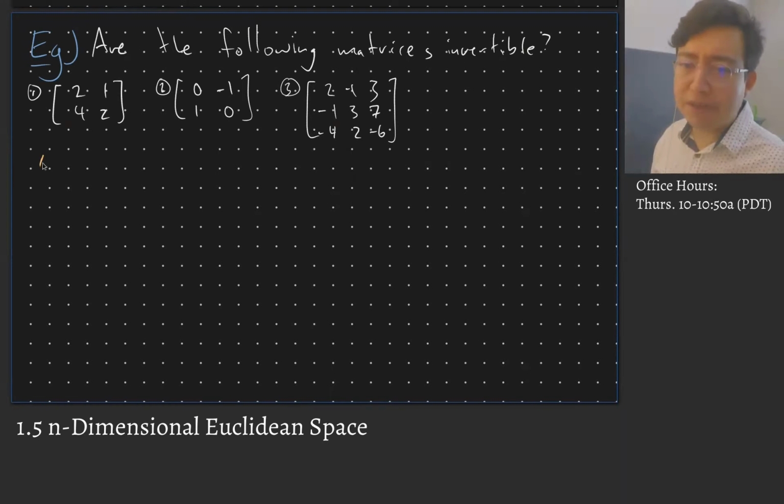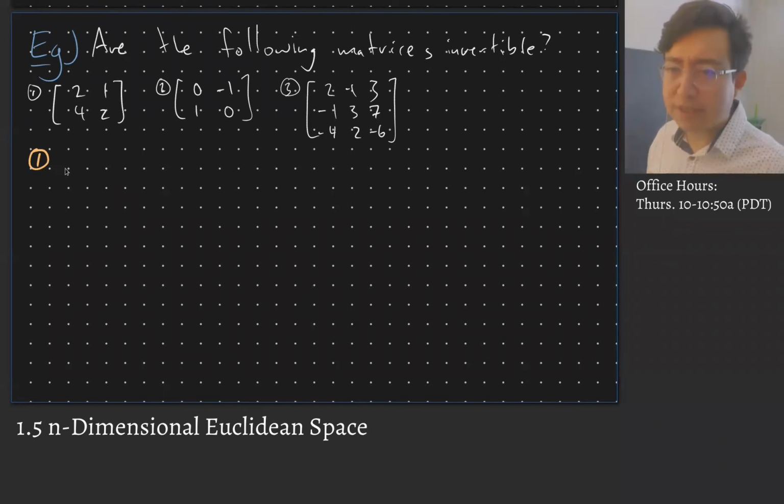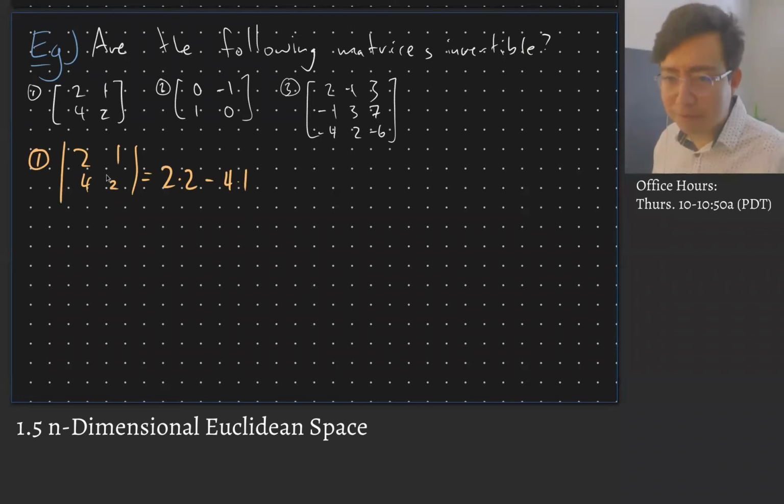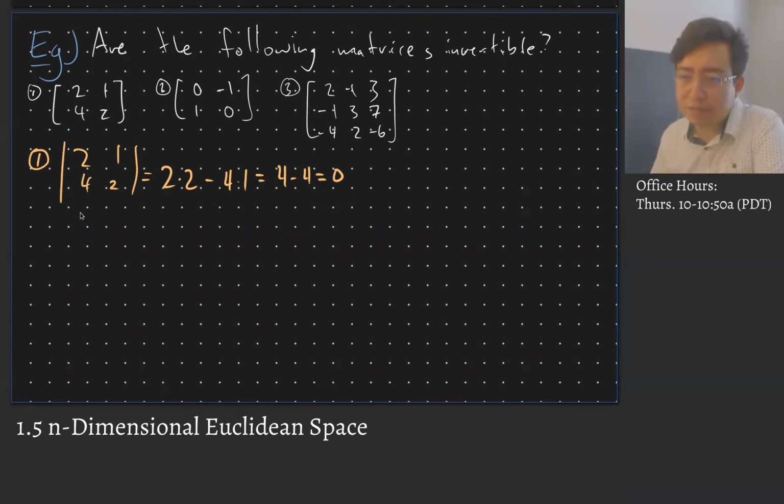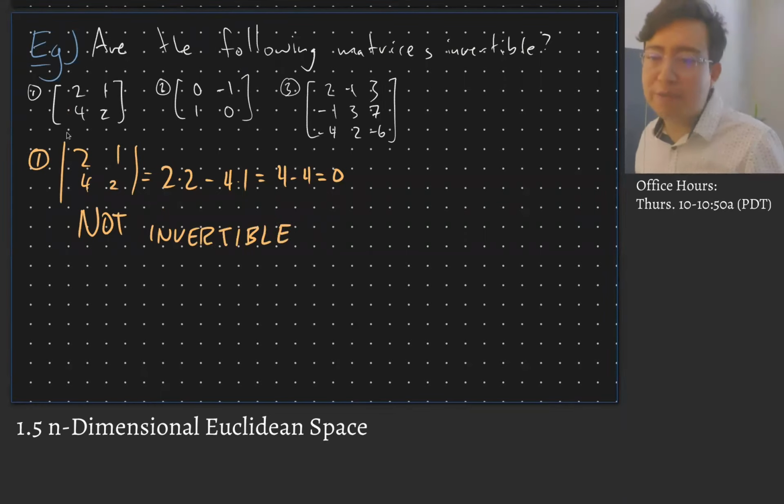If I want to determine if this is invertible, I just take the determinant of this guy. So the determinant of 2, 1, 4, 2 is equal to 2 times 2 minus 4 times 1, right? Remember, main diagonal minus off diagonal, and I get 4 minus 4, which is 0. So number 1 is not invertible. It doesn't have an inverse.